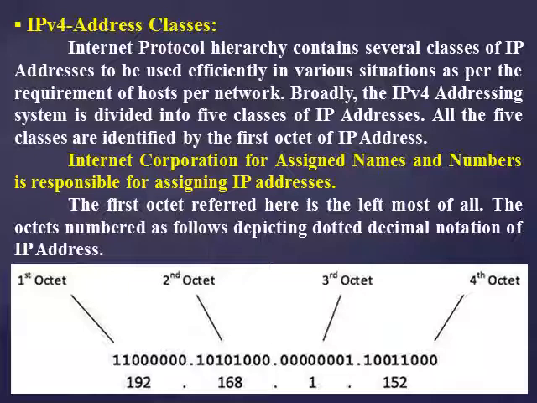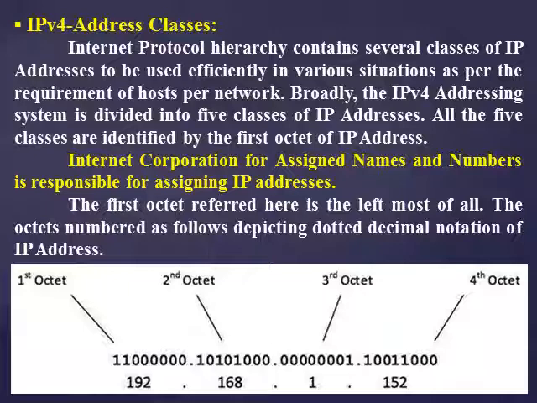Now, the Internet Corporation for Assigned Names and Numbers, that is ICANN, is responsible for assigning the IP addresses. This is an important organization which assigns the particular IP addresses to the networks. The first octet referred to here is the leftmost part of the first number, which is called the first octet of the IP address.